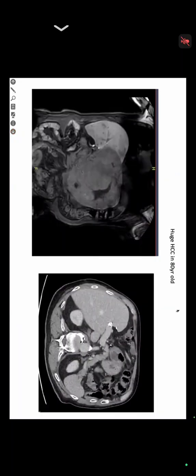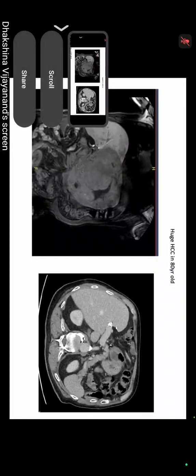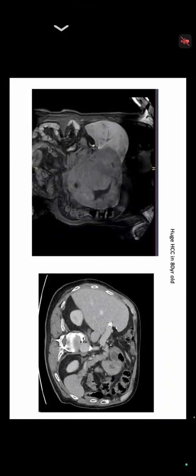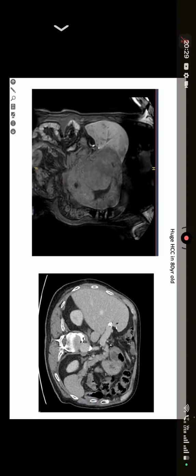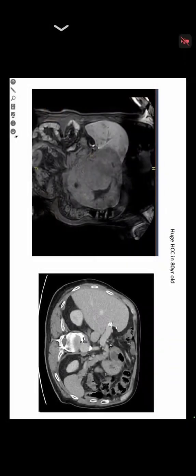So these are a few interesting cases in our center. This is a huge hepatocellular carcinoma in an 80-year-old lady, which was operated a couple of years back. With the help of imaging, we know what to anticipate before going in, and we schedule the surgery and how to approach the lesion, like taking early control of the vasculature before mobilizing the liver. In that way, the imaging helps, and this is the post-resection imaging, and she's doing well now.